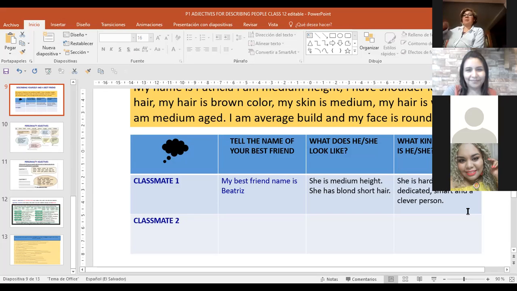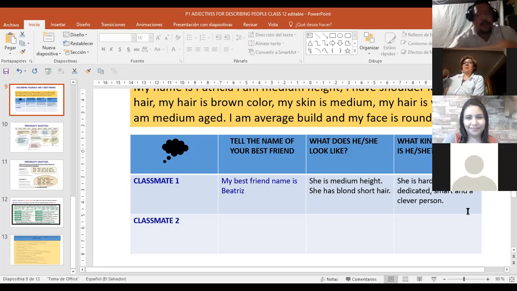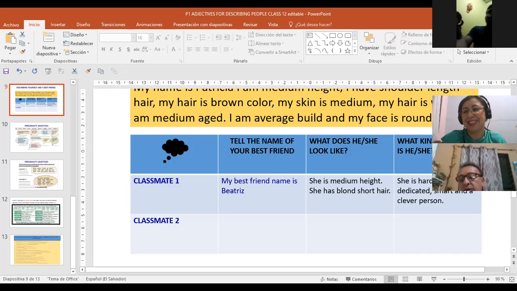Okay, excellent. I don't know if Victoria can. Cindy. Adelante. My friend is Silvia. She is skinny. She has shoulder length hair. She has brown hair. Her skin is white, and she has brown eyes. Excuse me, her skin, la piel de ella, her skin is white. Okay, thank you. Okay, perfect. I'm sorry, and she is dynamic, dedicated, and honest. Okay, very good. Sí, falta Vicky.